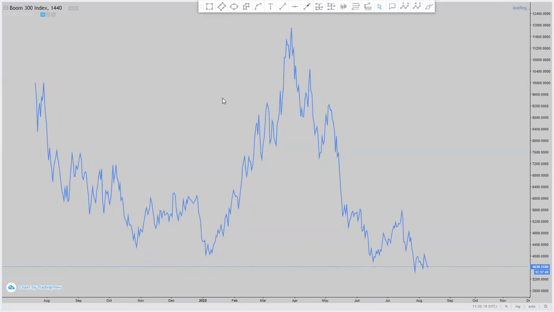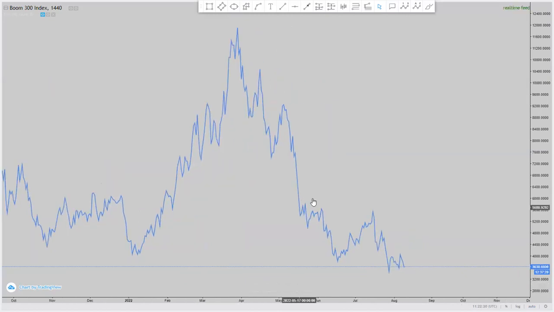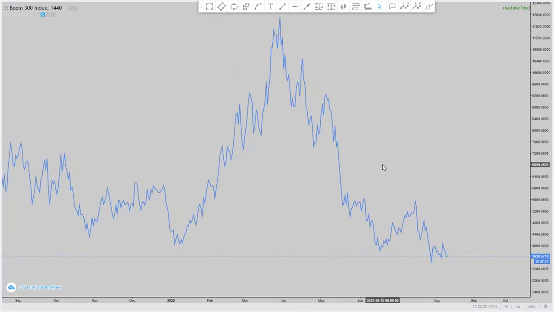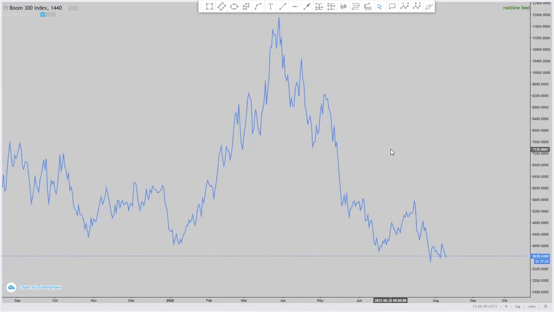We're starting a new series for Crash and Boom, where we're going to be revealing the strategies that we use to trade the Crash and Boom instruments. I'm going to start with the Boom 300. As you can see right now, I'm on a line chart.